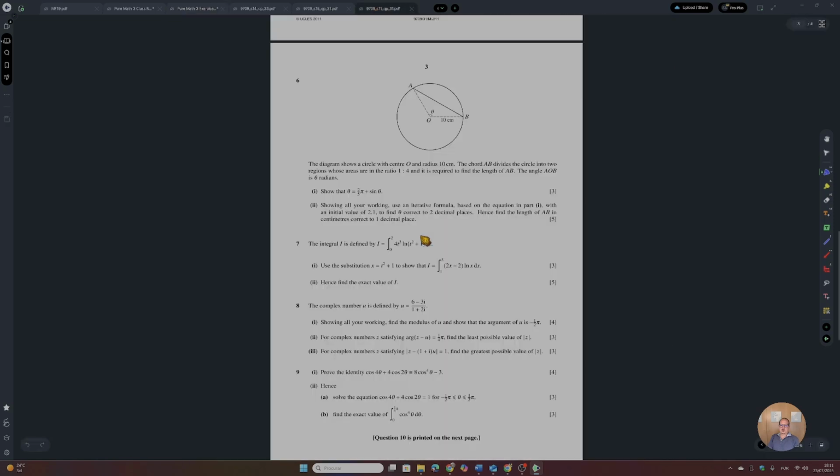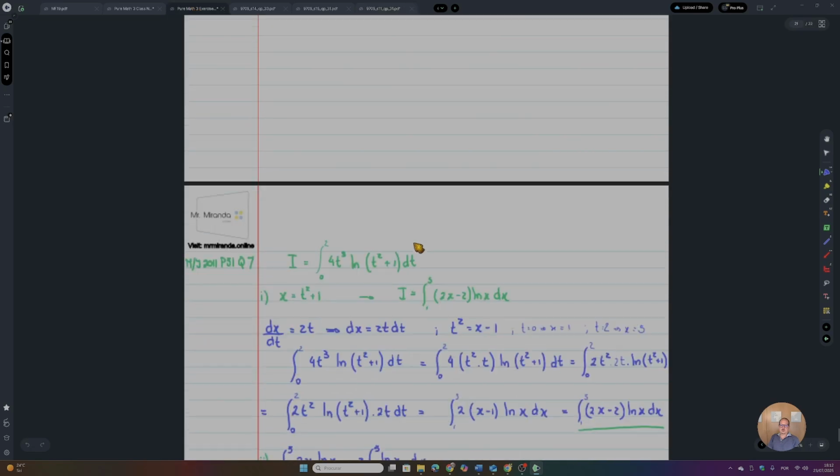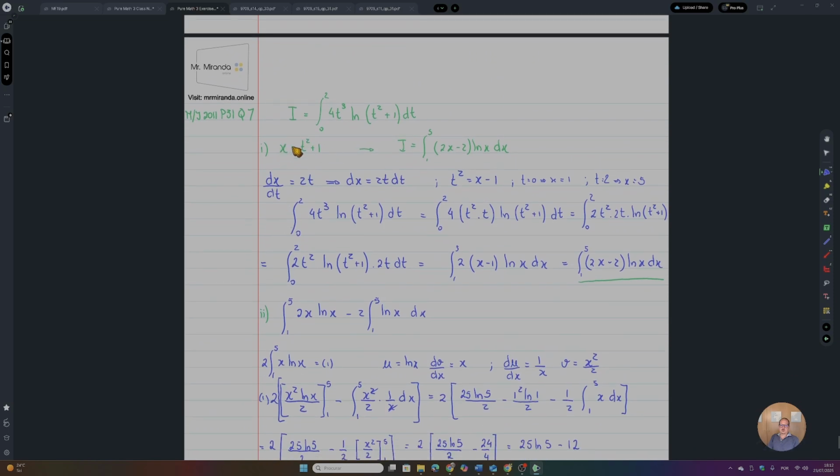Last question. Spring 2011, paper 31, and it's question 7. The integral I is defined by this: the integral from 0 to 2 of 4t cubed natural logarithm of t squared plus 1 dt. Use this substitution to show that I equals this. Okay, it tells me what to do and how to do it, so let's just take care of that. So this is the substitution that you have to use. So dx/dt is just 2t, which means that dx equals 2t dt.